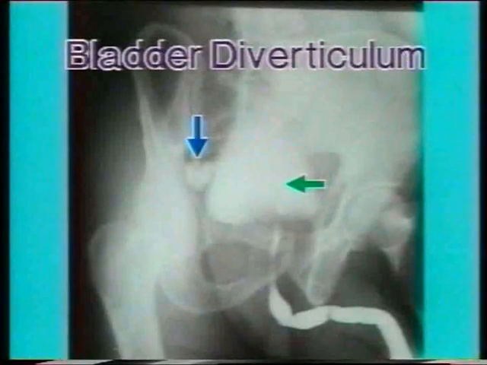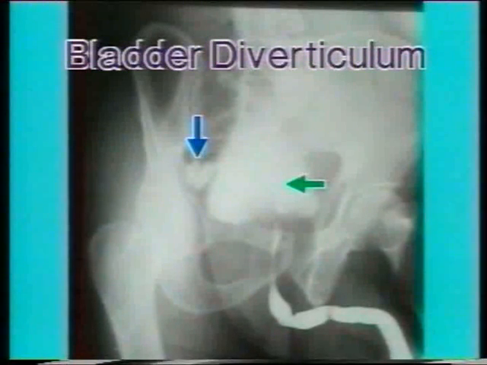In this X-ray, the green arrow points to the urinary bladder, which is showing changes of chronic cystitis, that is irregular border, while the blue arrow points to a diverticulum. The common causes of bladder diverticulum are bladder neck hypertrophy, prostatic enlargement, stricture urethra, and posterior urethral valves.